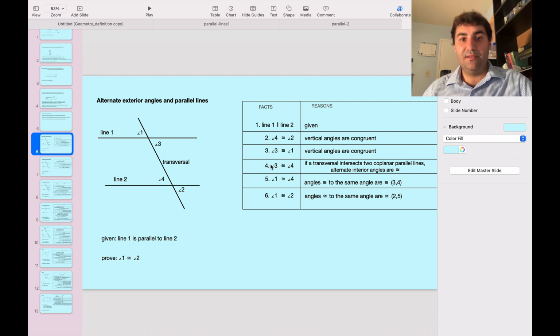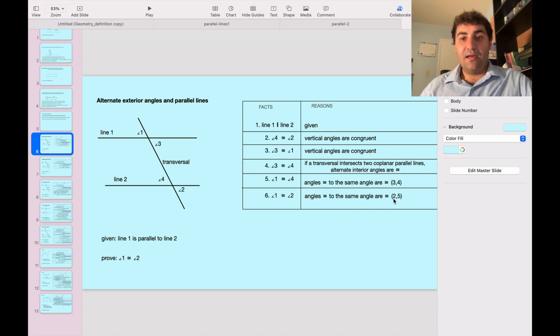So if we look at statement 3 and statement 4, angle 1 and angle 4 are both congruent to the same angle 3. So that means that they're both congruent to each other. Angle 1 is congruent to angle 4. Angles that are congruent to the same angle are congruent to each other. And this parentheses with the numbers just shows which statements I'm using to establish that, right?